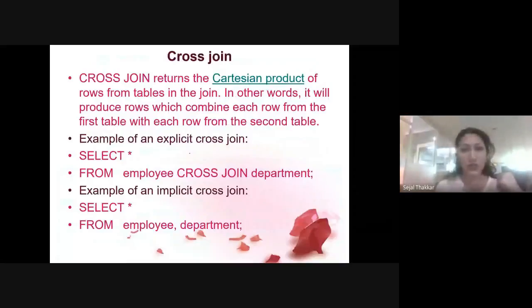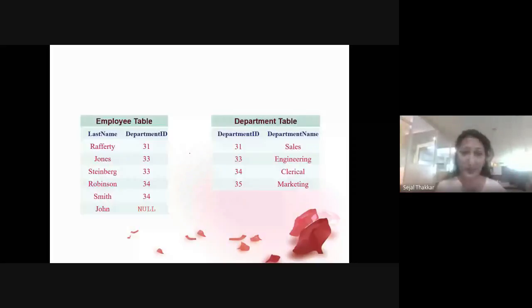The next is cross join. Cross join returns the Cartesian product of rows from the tables in the join. In other words, it will produce rows which combine each row from the first table with each row from the second table. Select star from employee cross join department. This is the syntax, or you can write select star from employee, comma, department.